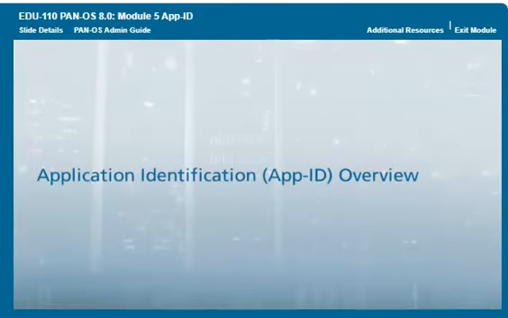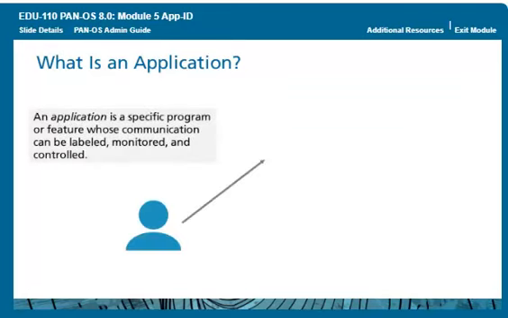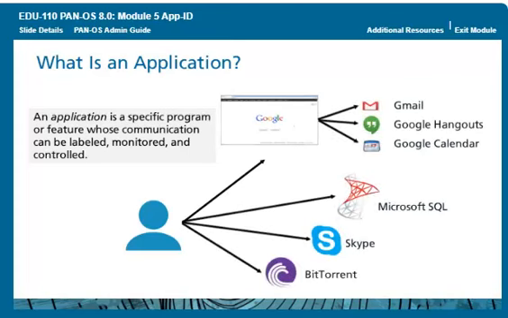Application identification. The term application does not have an industry-accepted definition in the way that session or packet does. In Palo Alto Networks terms, an application is a specific program or feature whose communication can be labeled, monitored, and controlled. Applications can be delivered through a web browser, a client-server model, or a decentralized peer-to-peer design. Applications include business tools and services that must be allowed, and entertainment or personal services that might need to be blocked.